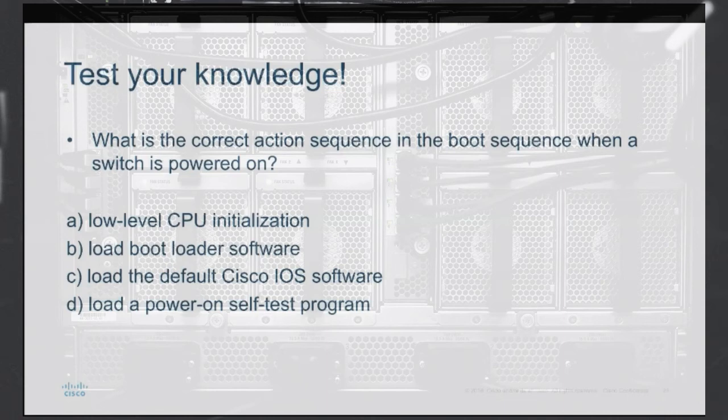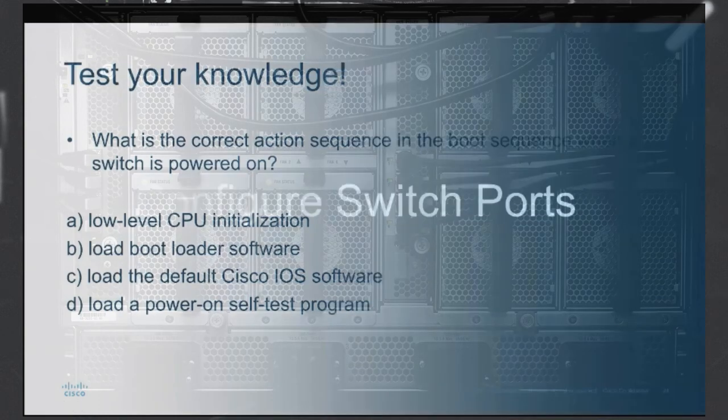Okay, I believe there are no more answers coming. There are two answers that are prominent: DBAC and DABC. The correct one is DBAC because the very first step is to load the power-on self-test program. Then the second is to load the boot loader software. The third is that the boot loader software does the low-level CPU initialization. And then finally it loads the default Cisco IOS software into your main memory, right?